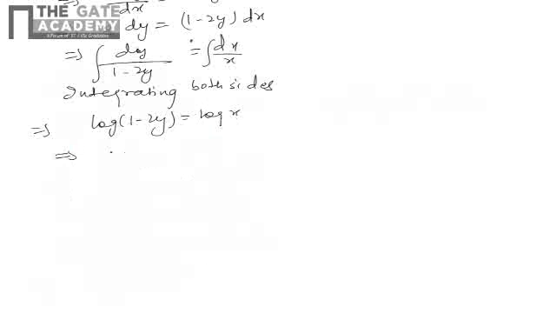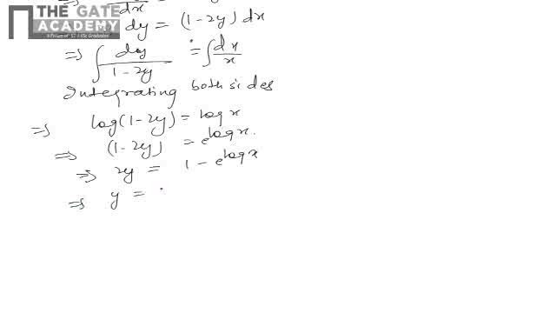Now if you take this log to that side, it will be converted into an exponential. So e to the power log x, so this will be 1 minus 2y, so 2y will be 1 minus e to the power log x, and then y will be 1 minus e to the power log x by 2. So now this is the y value for this one.